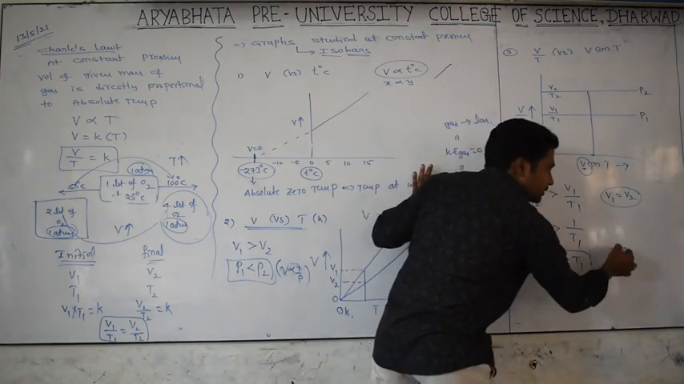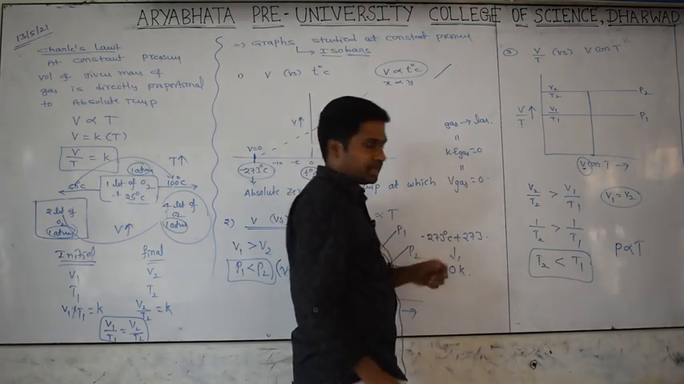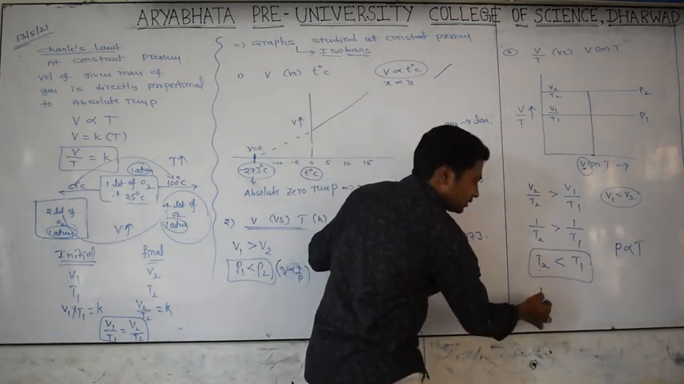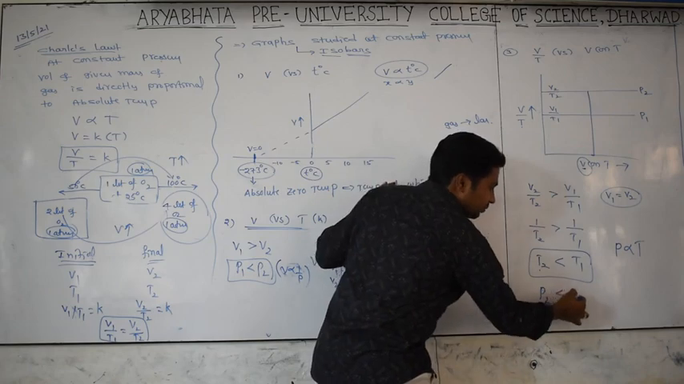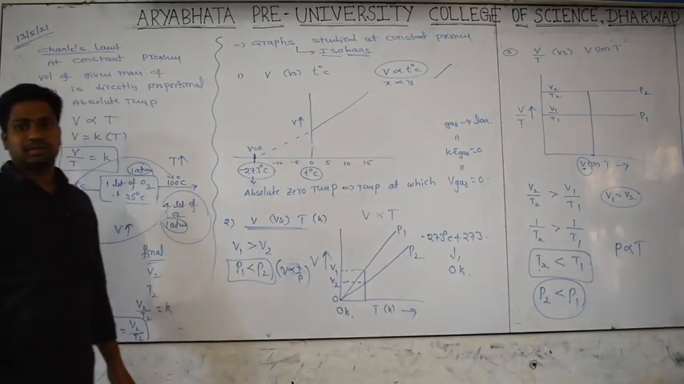But we know pressure is directly proportional to temperature. As the temperature is rising, pressure is rising. So that's why T2 is less, P2 is less than P1. This is the information related to Charles' law.